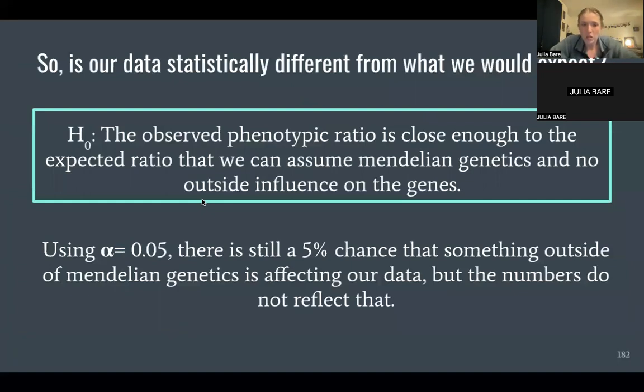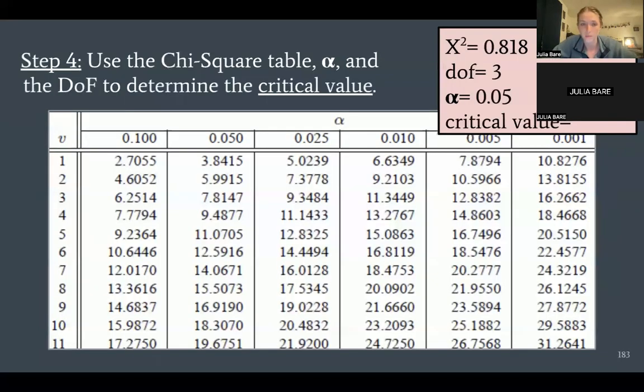So what this means is using an alpha value of 0.05, there is still a 5% chance that something outside of Mendelian genetics is affecting our data, but the numbers do not necessarily accurately reflect that. So that's what a 0.05 alpha value means.